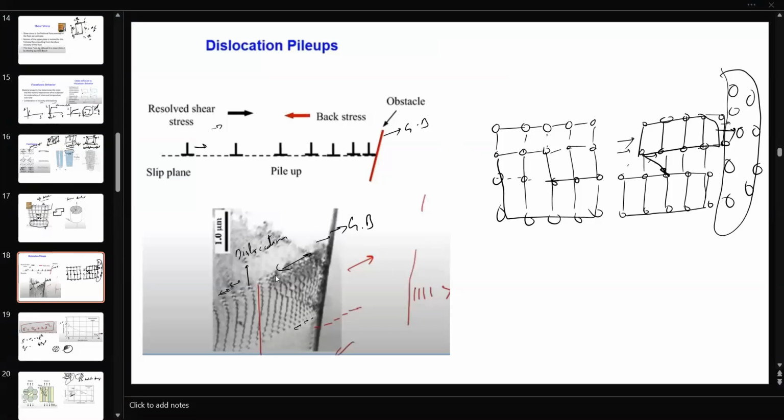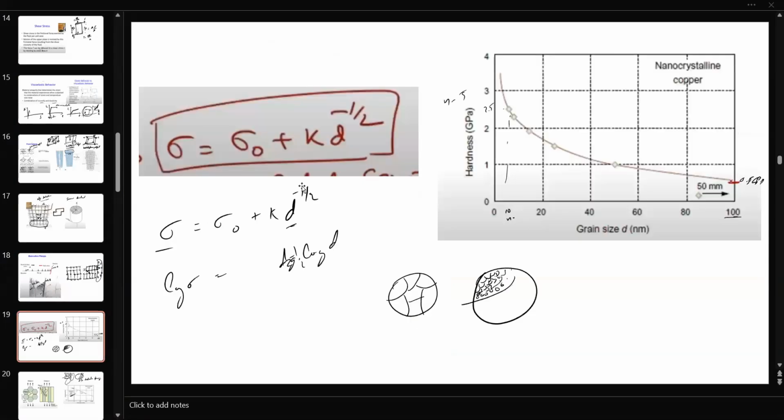There are other methods too, like adding precipitates inside the grain, which again hinder the movement of these dislocations. This dislocation is what is causing the plastic deformation. So whatever you do to hinder their motion, the grain boundary or the precipitates, that will increase the yield strength of the material. So this is the famous Hall-Petch equation, which tells you how the grain size affects the yield strength of the sample.